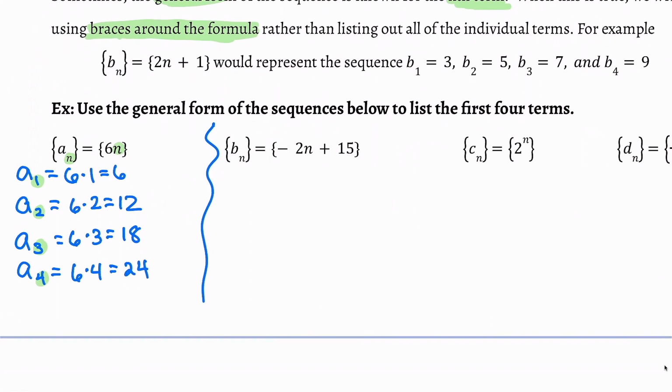So if I were to write out my sequence, the first term was 6, the second term was 12, the third term was 18, the fourth term was 24, and I can keep doing this forever. So I'm going to put a dot, dot, dot. That's what my sequence looks like. Okay.